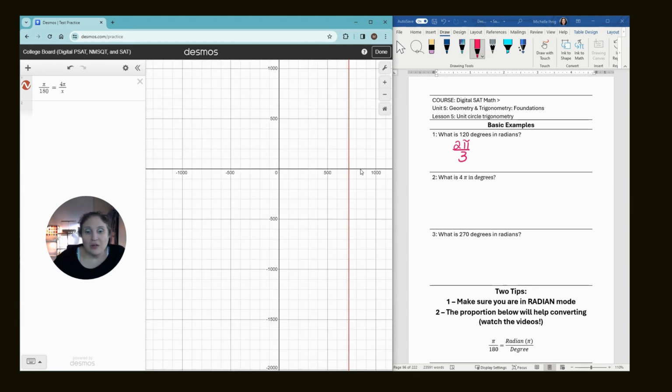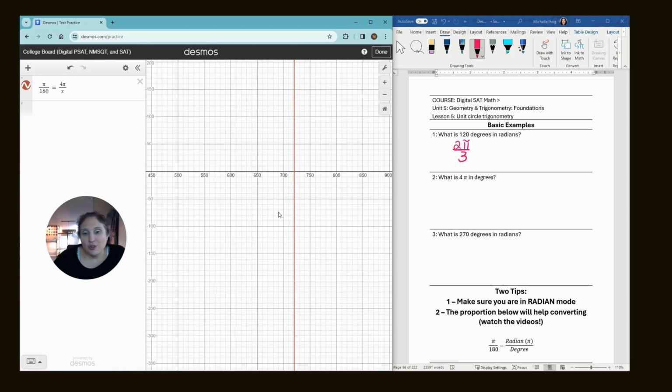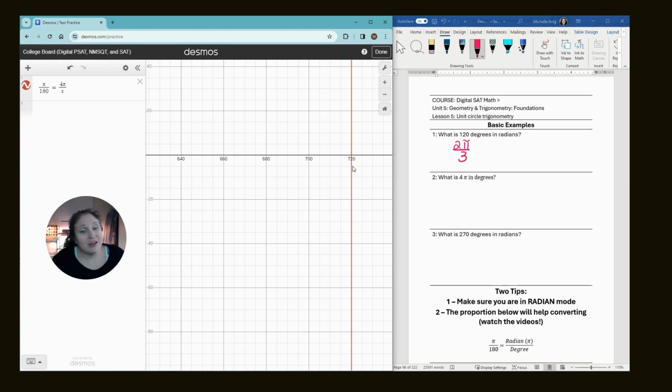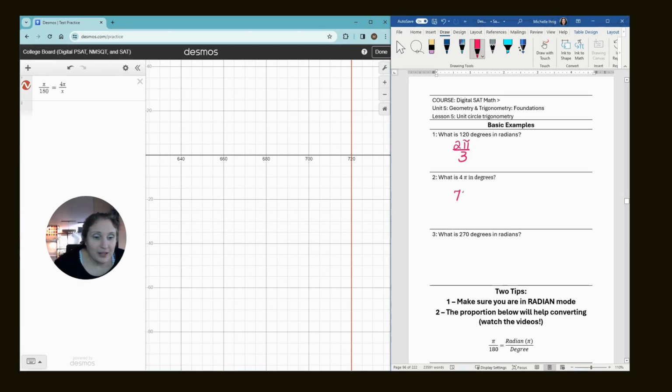function. So now I see my line. I'm going to zoom in and see where the line is. The line is at 720. So 4 pi equals 720 degrees. Now, there is another way that you can do this, and that is to do 4 times 180. But I'm not focusing on that way because I would love for you to learn the proportion, because that works the easiest in terms of converting between radians and degrees.